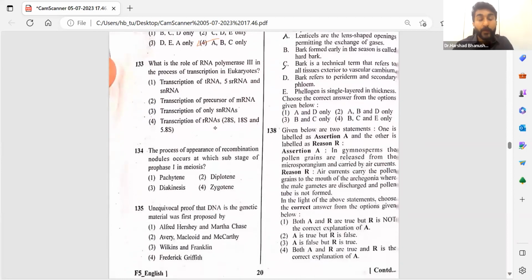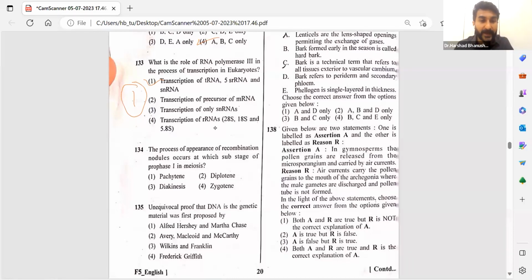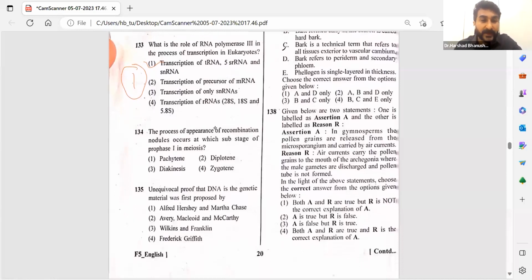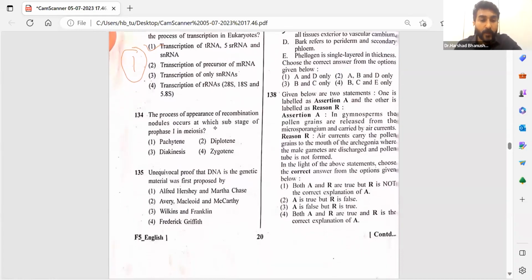What is the role of RNA polymerase type 3? If you remember, RNA polymerase type 3 is responsible for synthesizing tRNA. So your option of tRNA has been given here. That is option number one. RNA polymerase type 2 helps to form your mRNA, and your rRNA is type 1. They have asked you about type 3. So answer would be option number one.